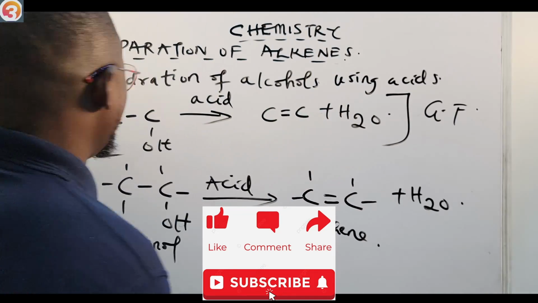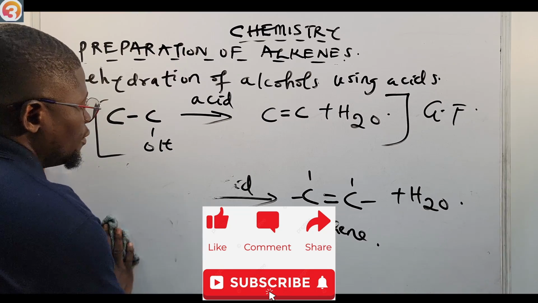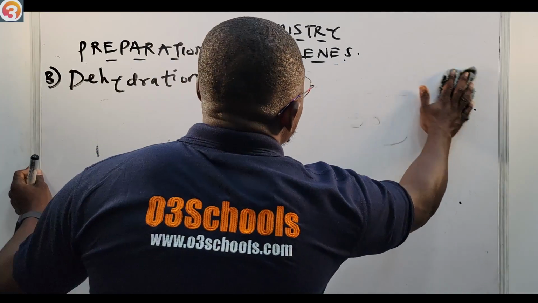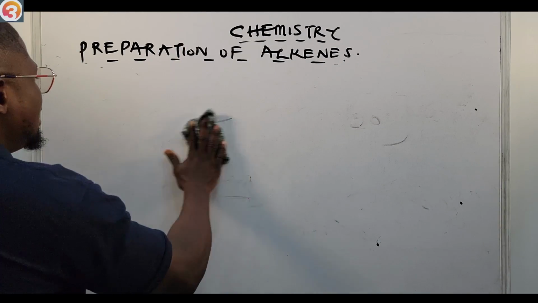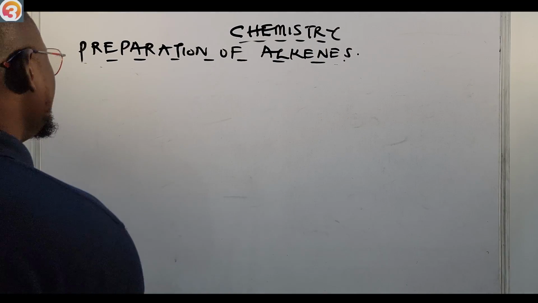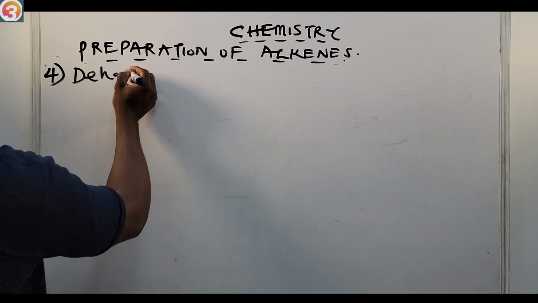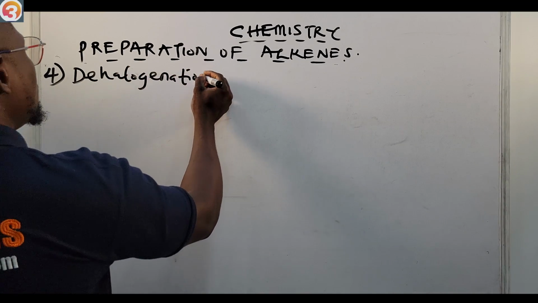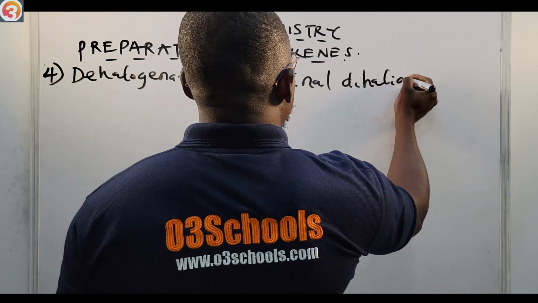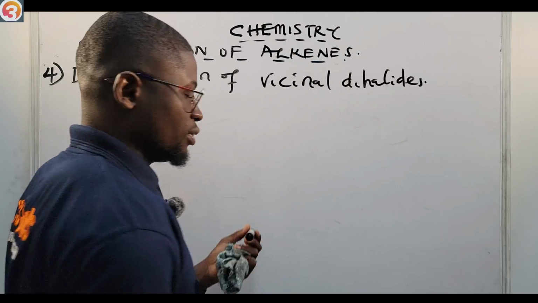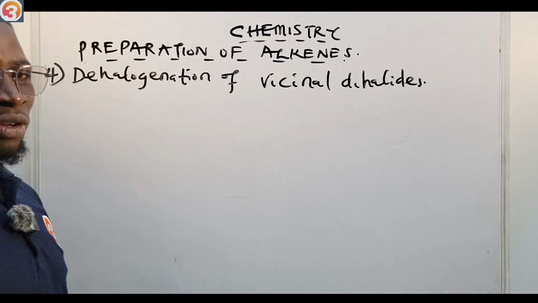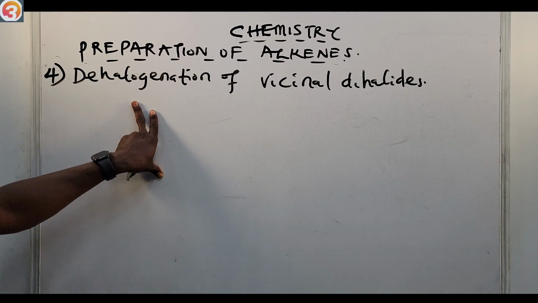Now let us go to another method. The fourth method we are going to consider for the preparation of alkenes is dehalogenation of vicinal dihalides. Number 4. Let the word vicinal not confuse you. This is very, very easy. To prepare an alkene, we dehalogenate vicinal dihalides.